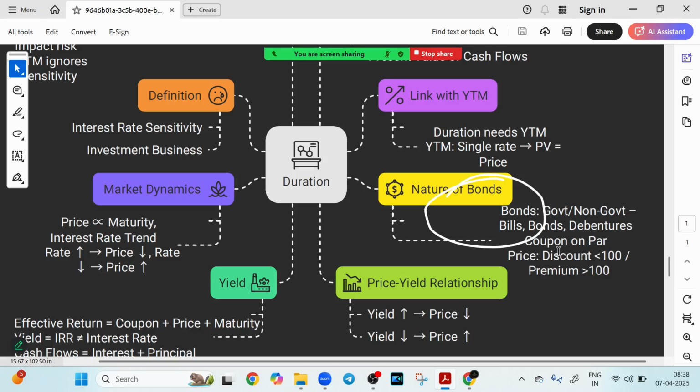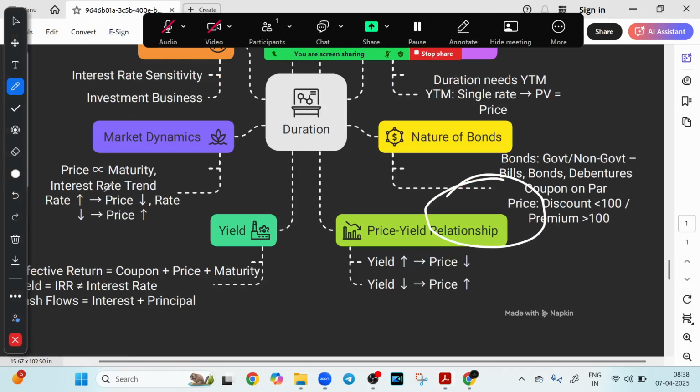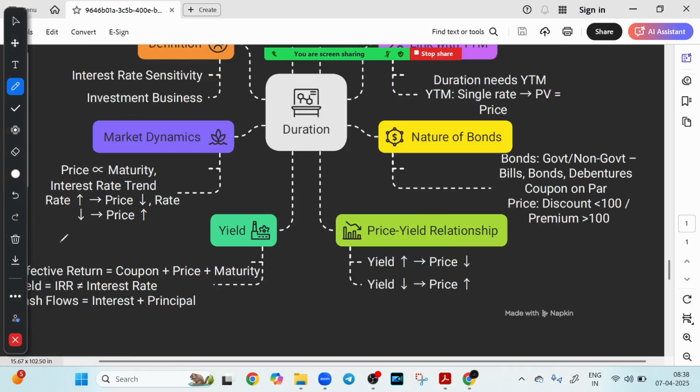Now if you talk about the price yield relationship, here you can see at the bottom. So what is the price yield relationship? It is quite simple. When yield increases, price decreases. When yield decreases, price increases.